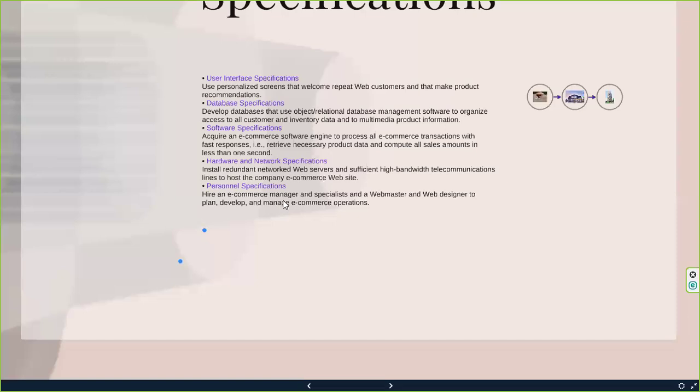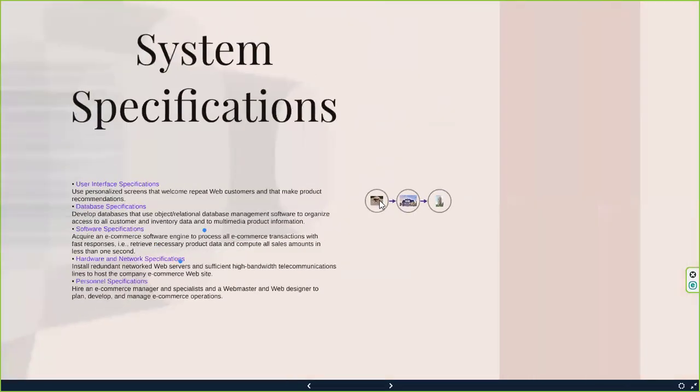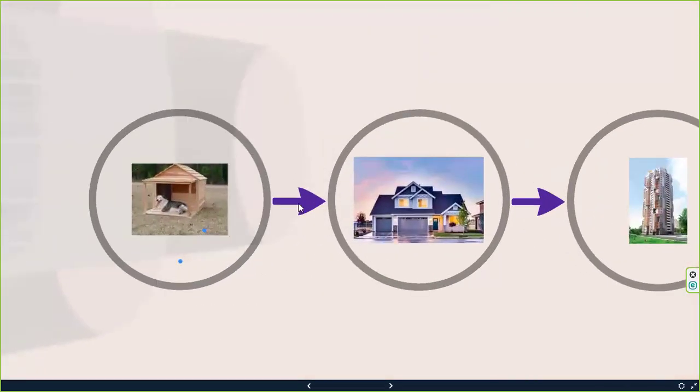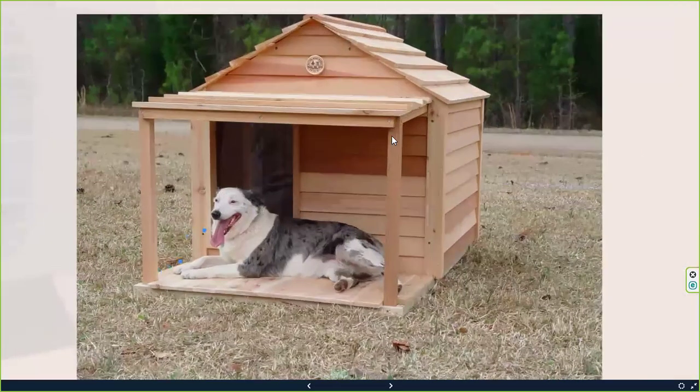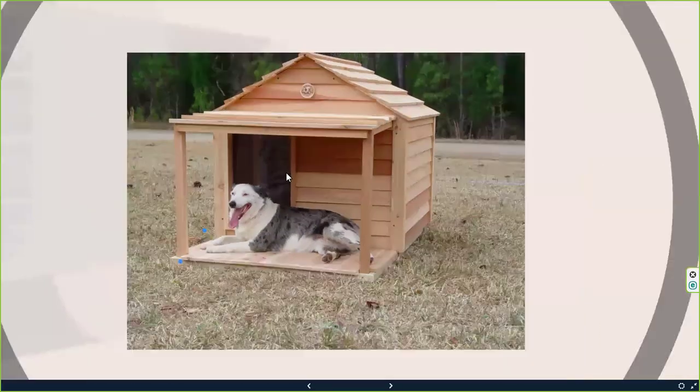Actually, I would like to share one story, then you can understand. For example, you want to make a house for a dog. What type of material do you need? Very limited material. Am I right or wrong? Right, sir.